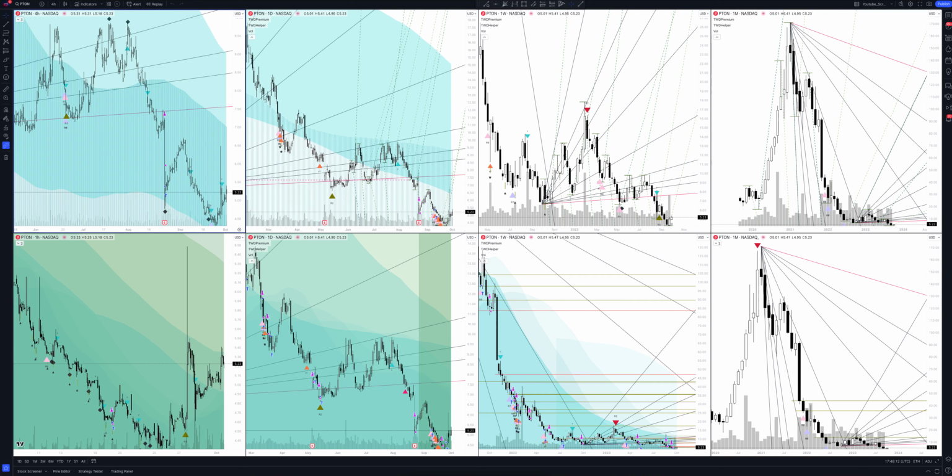Today we will take a look at Peloton Interactive Inc. stock. Let's analyze the market situation and find out how you can make money on it. Let's start.